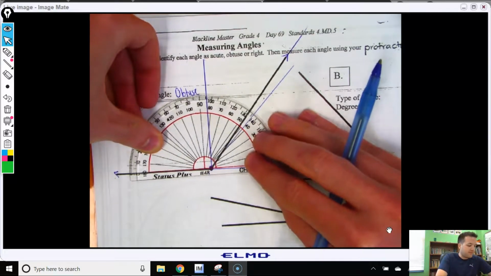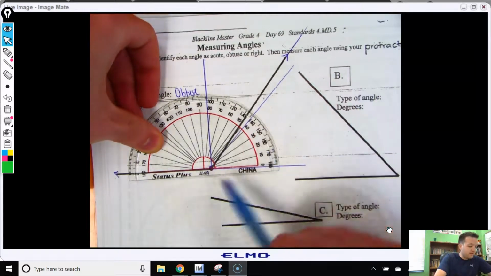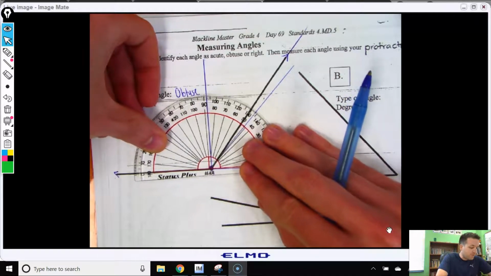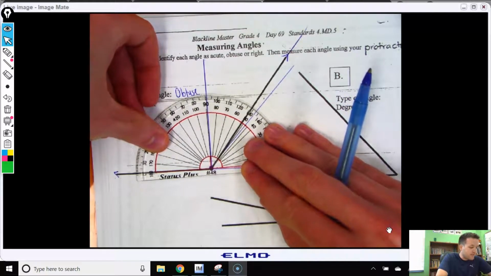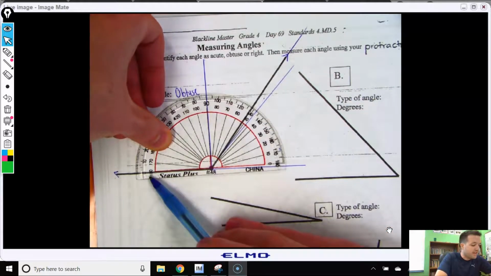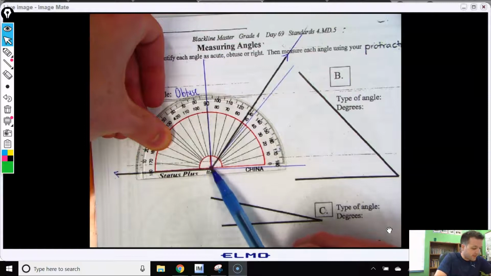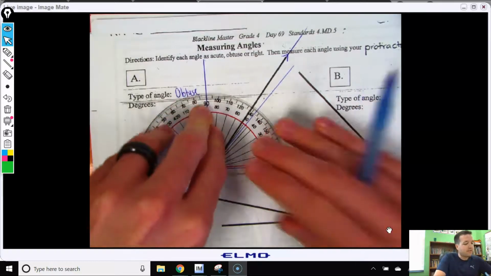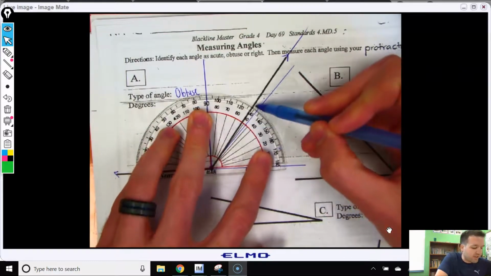Now be careful that you don't somehow get off of the vertex. So here's my vertex, right? Now I'm no longer on the center point of my protractor. So you have to make sure both are true. Not only are you on top of the vertex, but you're also going through the 0. So now that I've done that, I have it going through the vertex. I have it going through the 0 for my bottom ray. Now I can look at where the other ray is going through.